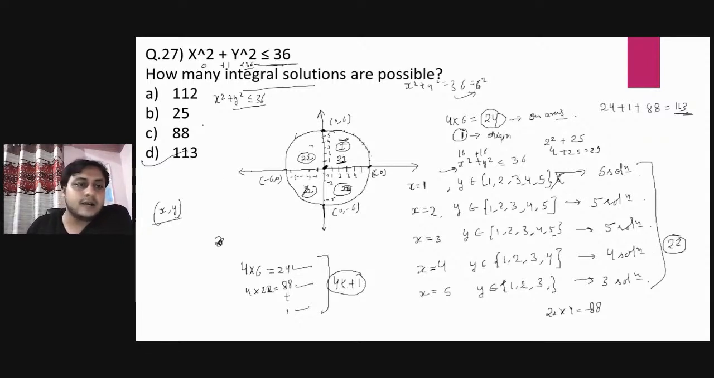So guys, if the options are like 112, 26, 88, 130, there is no need to solve this question by this method. You can directly pick the answer as 113, because among these 4 numbers, 112, 26, 88 and 113, there is only one option that is in this form 4k plus 1, means multiple of 4 plus 1, right? That is 113. So option D is the right choice.